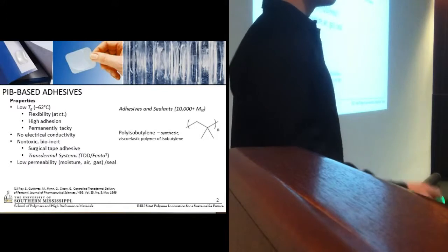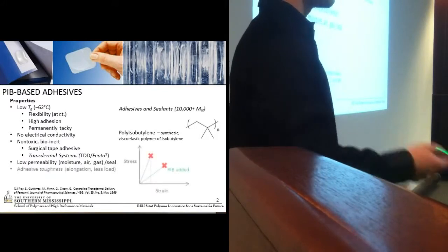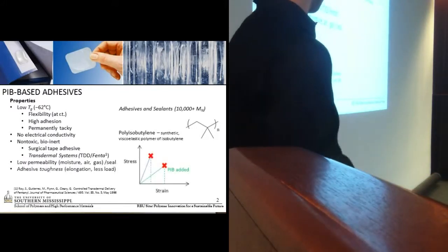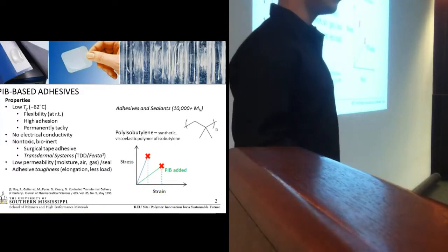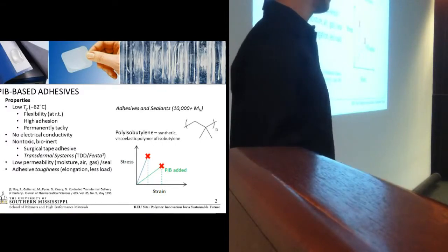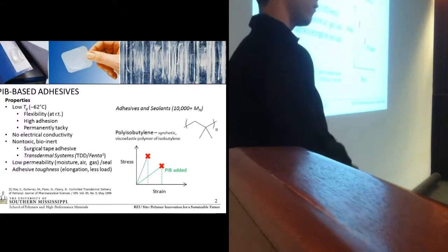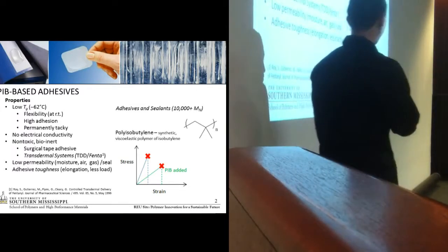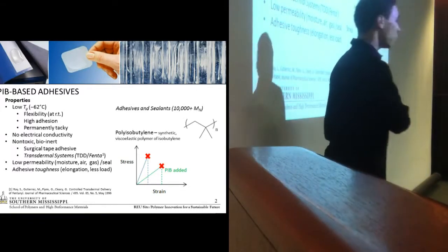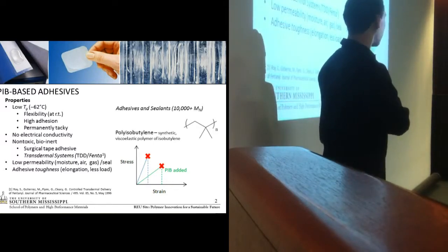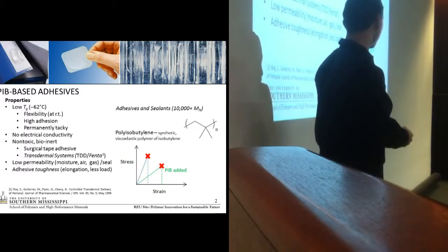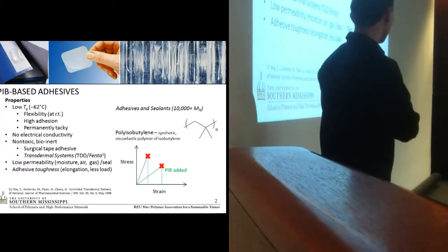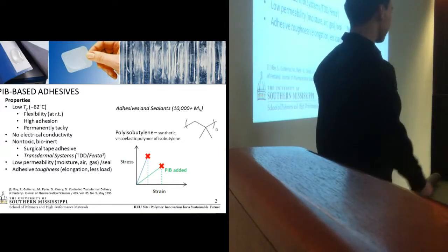PIB also has low permeability to moisture, air, and gas, which makes it a good sealant. And it is also used as an additive to enhance adhesive toughness. What is toughness? Toughness is the area under the stress-strain curve. Here we see a blue line which represents an adhesive where PIB has not been added, and the red cross here represents the rupture point. So once PIB has been added, you'll see that the area under the curve increases as its toughness increases.